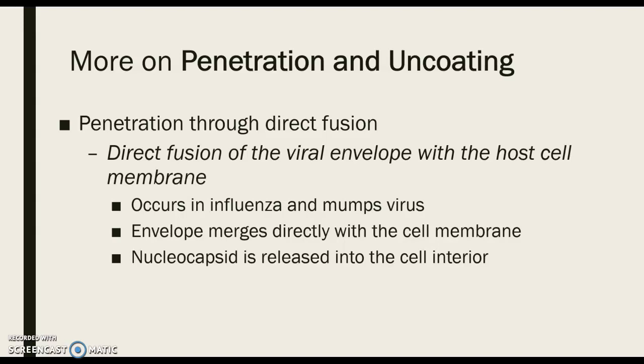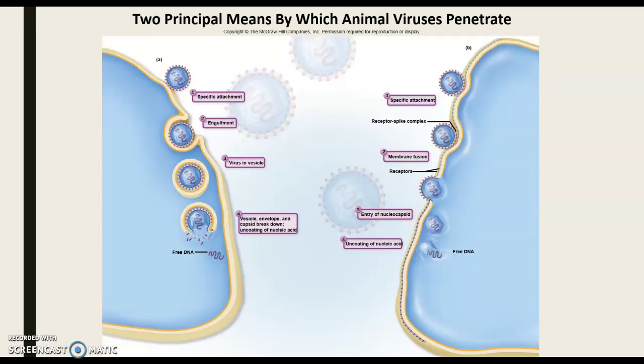Penetration through direct fusion. This is a different type of penetration. So direct fusion of the viral envelope with the host cell membrane. There are pictures in your book that illustrate all of this. So you should be following along in your book or with some sort of pictures in order to understand what's happening here. This occurs in influenza and mumps when we're talking about direct fusion of the viral envelope with the host cell membrane. The envelope itself merges directly with the cell membrane, and the nucleocapsid is released into the cell interior. Okay, so here are two ways in which the animal viruses penetrate.